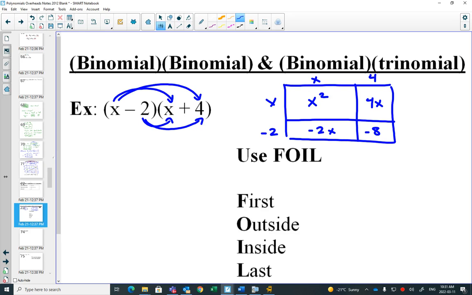The mathematicians use the area, and with the area, they even labeled these arrows. I'm going to color code them so that you can really see. They draw this first arrow, and they say, hey, that's your first ones multiplied together. We'll use the word F. Then this arrow, those are your outside ones. We could use the word O. Then this arrow, those are your inside ones.